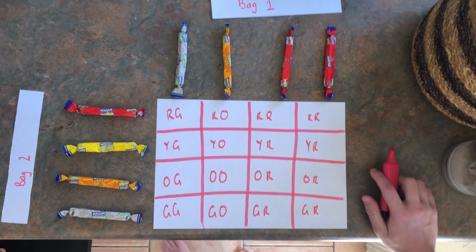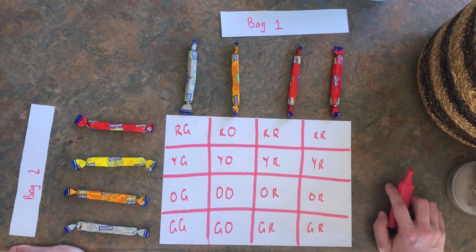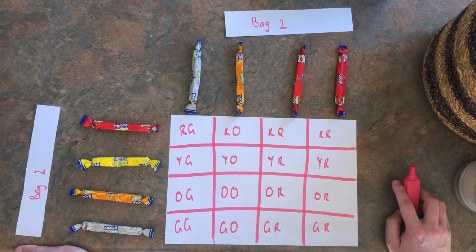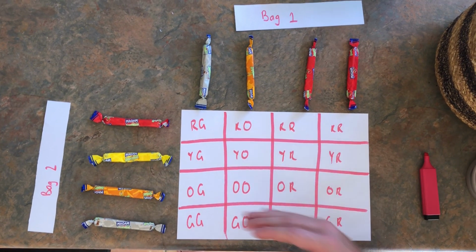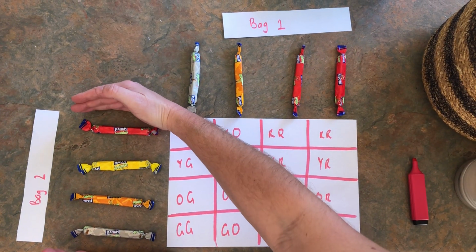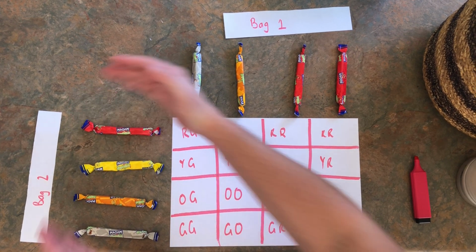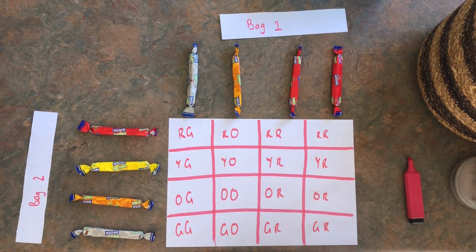Now, what you are going to do is conduct a little bit of a chance experiment to actually try and do this. So what you will need to do is make a table similar to this. You'll need to have four possibilities of pulling out of bag two, and four possibilities of pulling out of bag one.